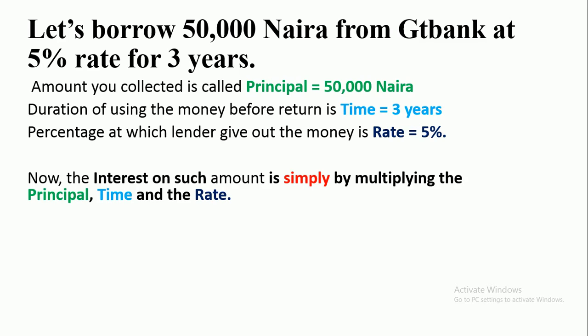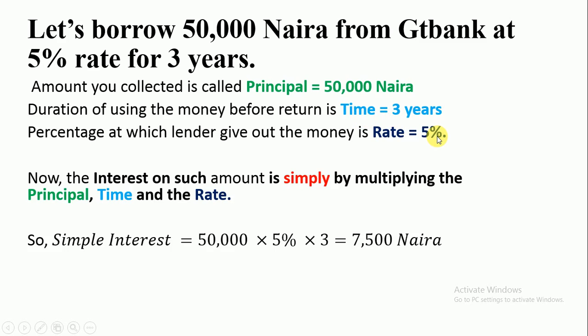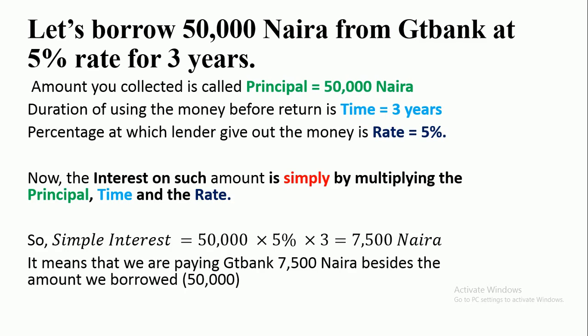To determine the interest, the extra amount you need to add to this money when you want to refund, you multiply all these values. 50,000 times 3 times 5%. And that is the simple interest, which is 7,500. So it means whenever you want to return this 50,000, you have to add extra 7,500 as the extra charges, extra amount, which is known as interest on what you collected.